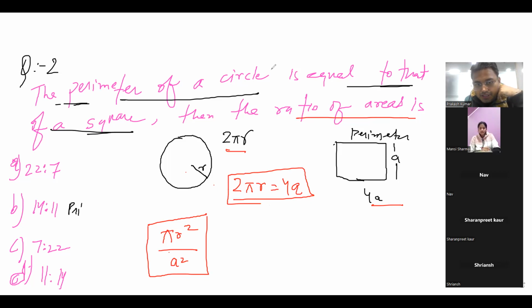Shreyans, 11 is to 14 is coming. Shreyans, show your copy. Show your 14 copy. It is 11 is to 14, sir. Maybe he didn't do the reciprocal.